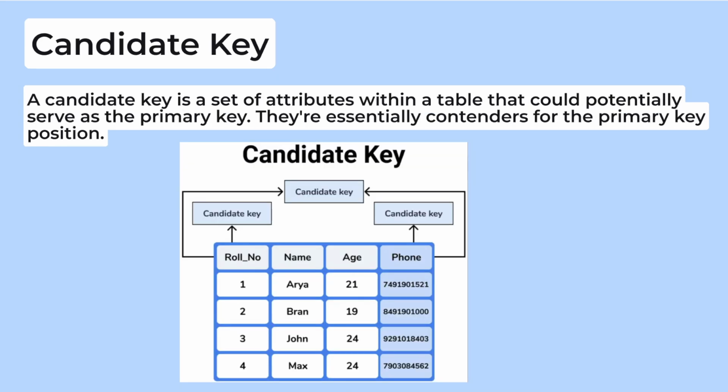Now, let's explore candidate keys. A candidate key is a set of attributes within a table that could potentially serve as the primary key. They are essentially contenders for the primary key position.